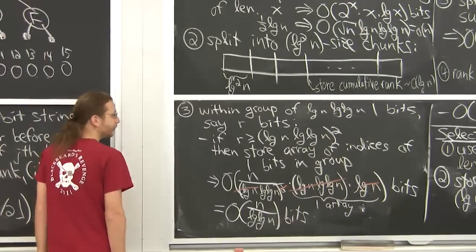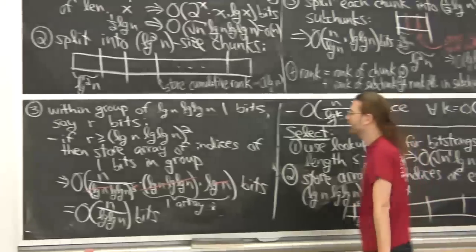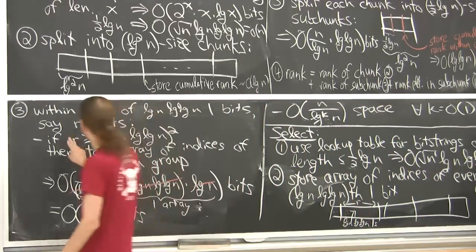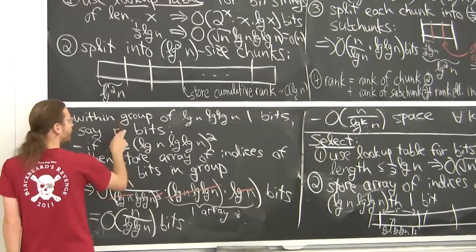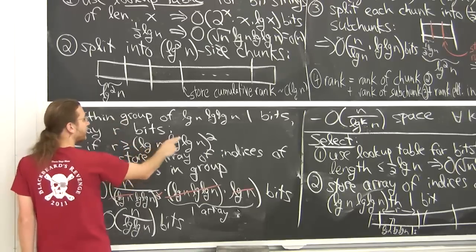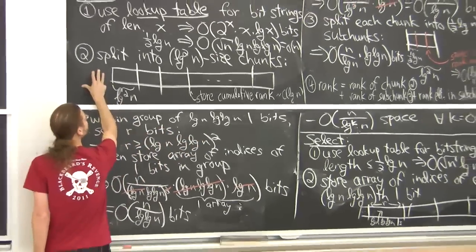Okay, but we're not done, unfortunately. So we've reduced into groups, and I've only given you one case. This is when R is large. The other case is R is small, meaning the number of bits in the group is at most log n squared. That's a good case for us because that's pretty similar to rank.